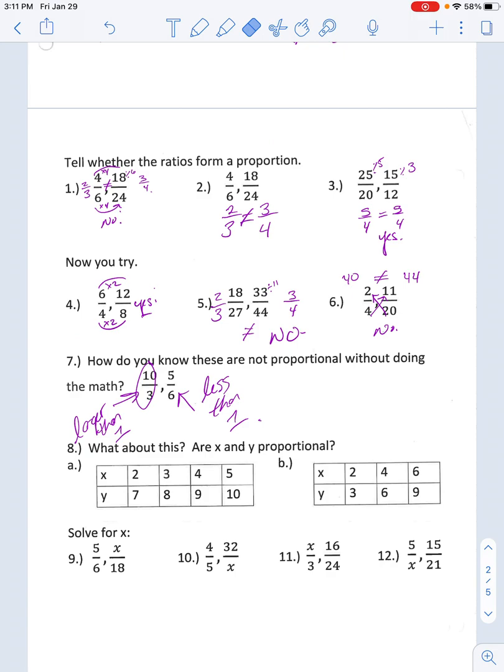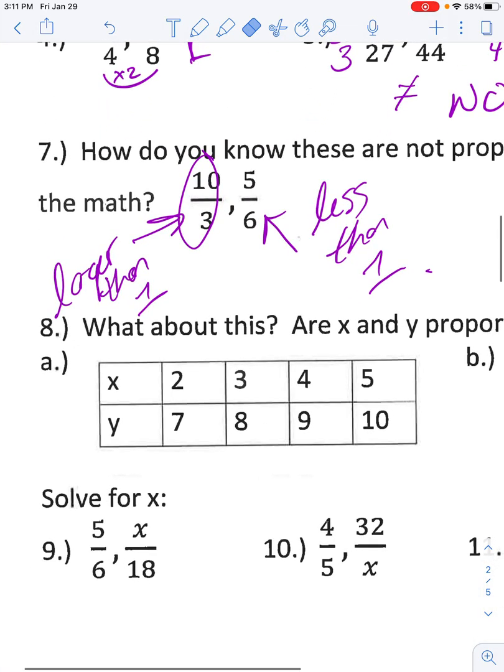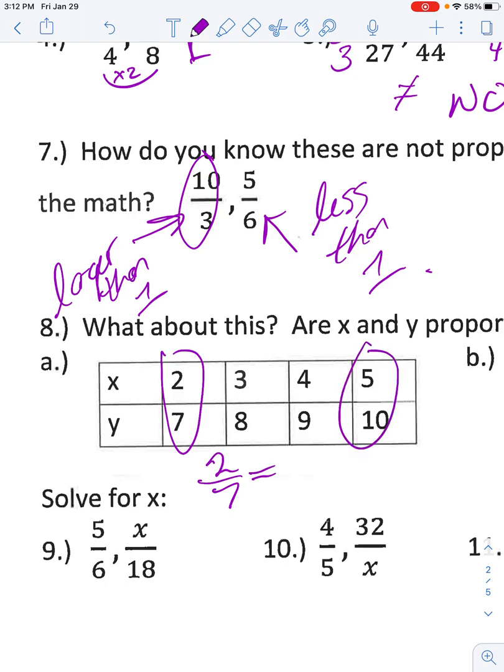Last little bit of notes here. What about this? Now these are tables. Are X and Y proportional? Okay, so X and Y, are they proportional? Here's the easiest way to do this. Again, choose one. 2 to 7, is it equivalent to, I'll do down here, 5 to 10?